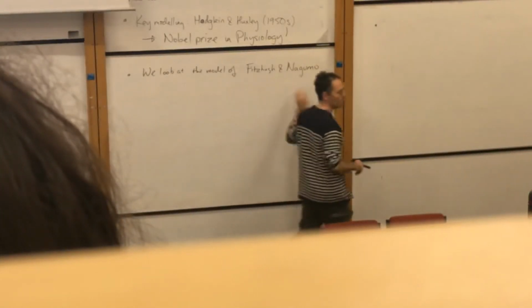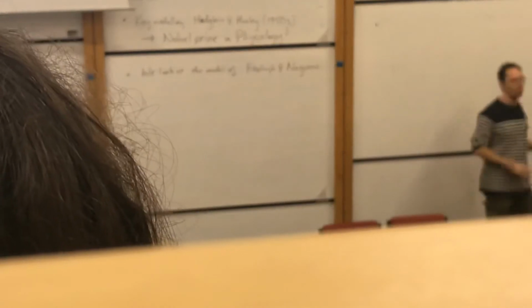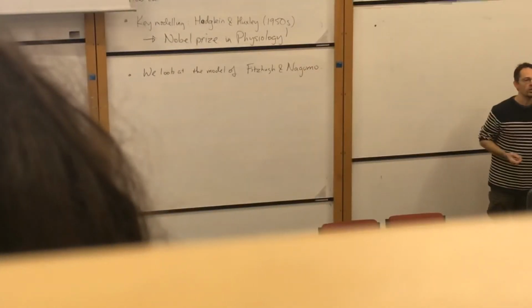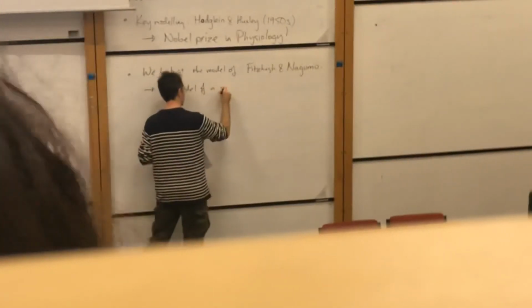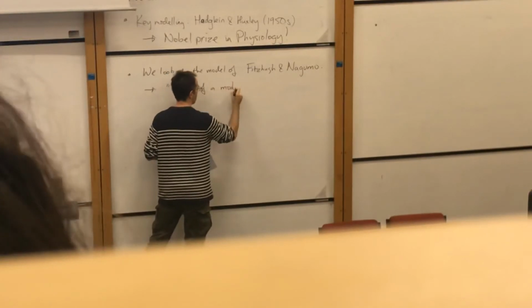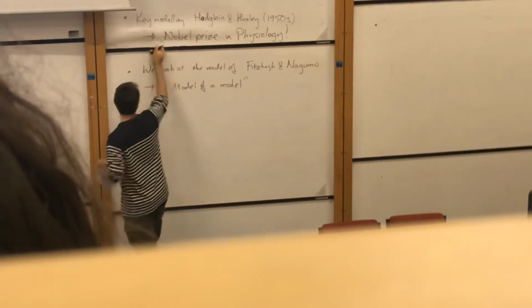So what Fitzhugh and Nagumo did was come up with a model that was effectively capturing the essential details, but was slightly less linked explicitly to particular variables. So this is a model of a model, or a caricature of a model. Okay, so what does Fitzhugh and Nagumo's model look like?